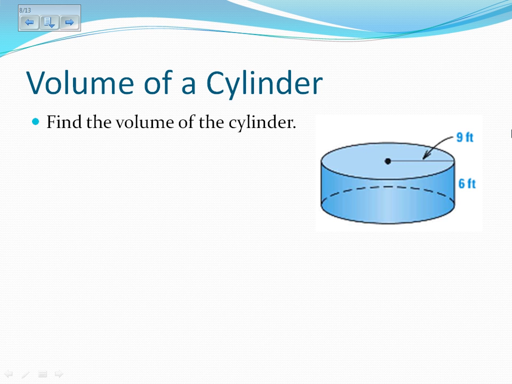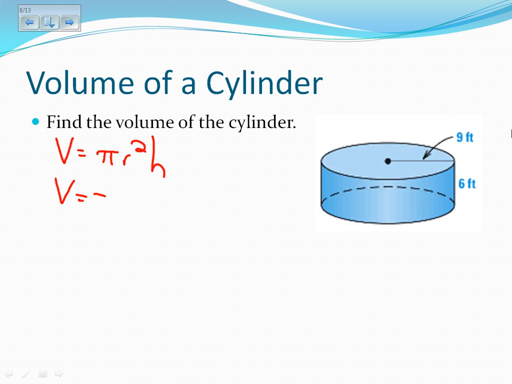So pretty simple. Find the volume of the cylinder. It looks like a sardine can, maybe. The volume of the cylinder is, what is it? Pi r squared times height. Super easy. All you've got to do is plug in your numbers.